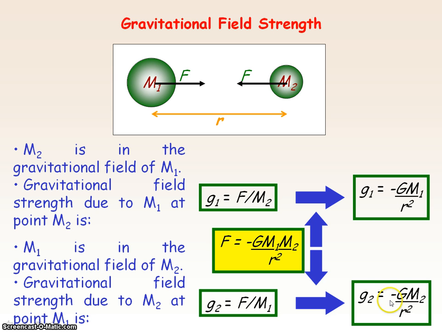So these equations are showing you the gravitational field strengths for masses m1 and m2, and even though m1 and m2 are different and their gravitational field strengths are different, they will still exert the same gravitational forces on each other.